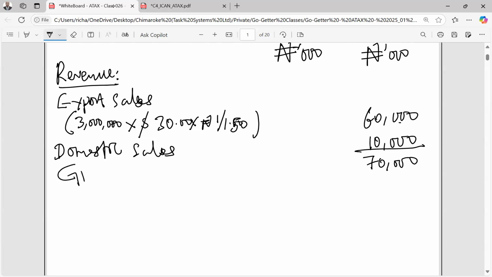So this is the gross income from operation. I'll call it from ops. That's operation.